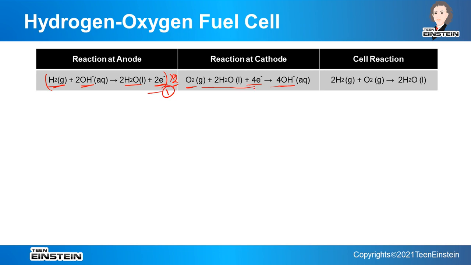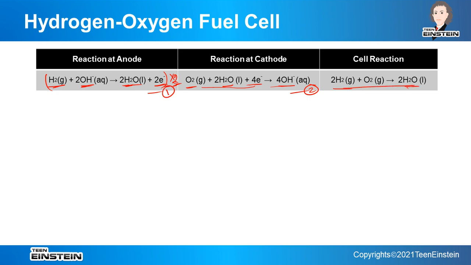Suppose this is equation 1, this is equation 2. If you add these two equations, you will get this equation, because here HO minus, this side it is 2 into 2, that means 4 HO minus, and here we have in the right hand side 4 HO minus, these two will be cancelled. So ultimately there is production of 2 H2O, that is here we will have 4 H2O, this is 2 H2O, so 4 H2O minus 2 H2O, ultimately 2 H2O. So this is the net cell reaction.